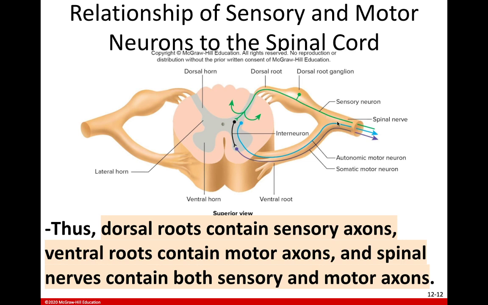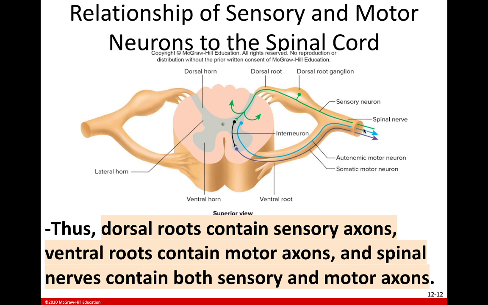Dorsal roots. The dorsal root contains unipolar sensory neurons that synapse with interneurons in the brain and spinal cord, obviously in the spinal cord. And then the ventral root contains the motor neurons. Again, somatic motor neurons coming from the ventral horn, autonomic motor neurons coming from the lateral horns here. Again, going out to innervate glands as well as cardiac and smooth muscle.